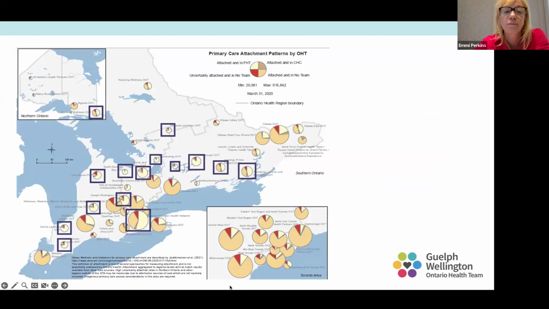Next slide. It has been argued, and reasonably so, that because of the primary care alignment in Guelph Wellington, the data approach that I'm about to present may not be relevant for many parts of the province. I would propose that if we look at this map, which shows for each OHT the segments attached in a family health team versus attached in other models, approximately half of the OHTs have more than half of their population attached to some team-based model of care. So there is some applicability of this approach across other OHTs as well. Next slide.